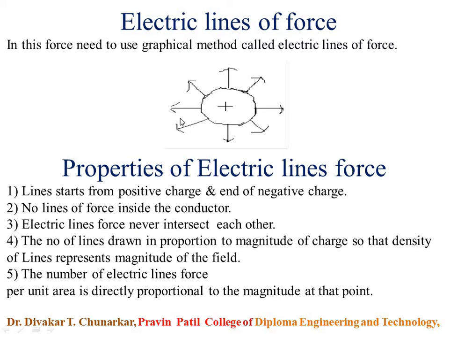Number one, electric lines of force start from the positive charge and end at the negative charge. Second, no lines of force inside the conductor. Third, electric lines of force never intersect each other. Fourth, the number of lines is drawn in proportion to the magnitude of charge, so that the density of the lines represents the magnitude of the field. The number of electric lines of force per unit area is directly proportional to the magnitude at that point. These are the properties of electric lines of force.